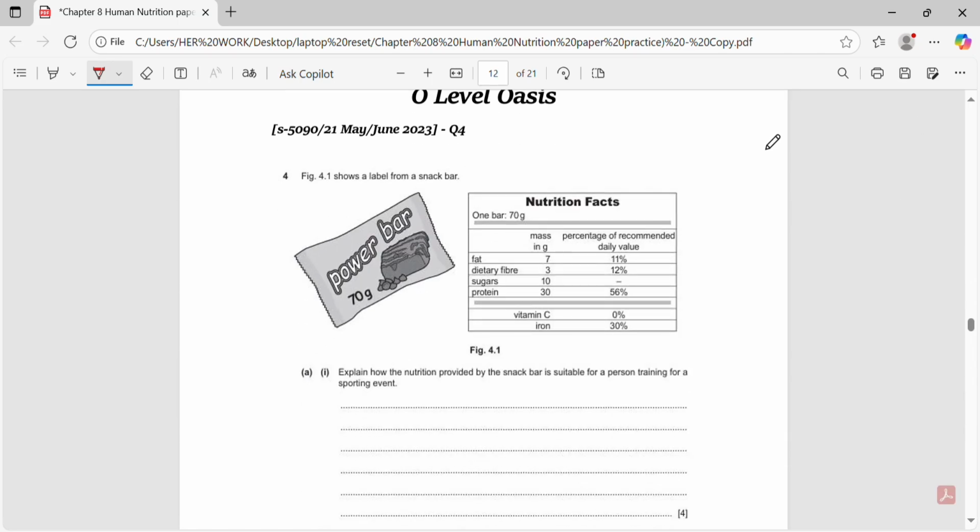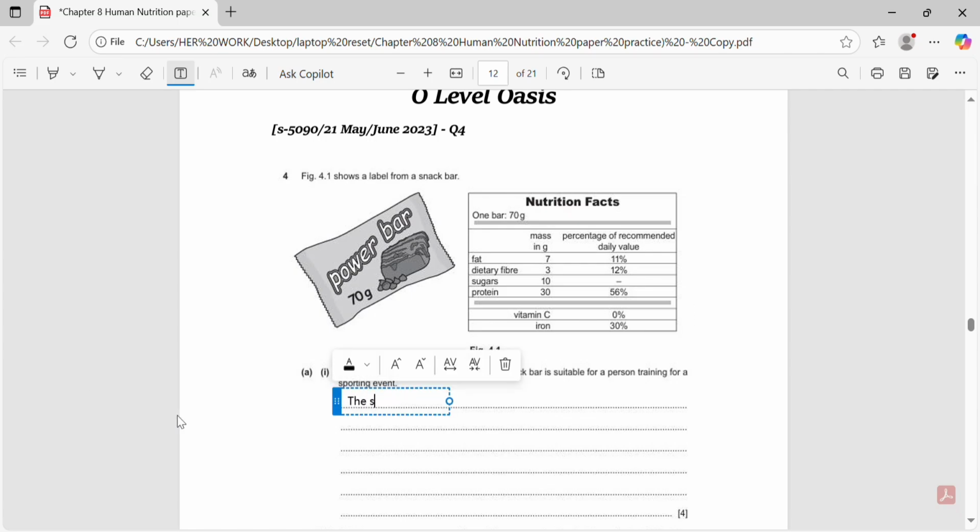The question asks us to explain how the nutrition provided by the snack bar is suitable for a person training for a sporting event. Now, this question is about the nutritional value of a snack bar. To answer this, we look at the nutrients listed on its label and explain how each one supports athletic training. The bar provides 30 grams of sugars, which supply quick energy, 10 grams of protein, which supports muscle growth and repair, and iron, which is essential for hemoglobin and oxygen transport. Each of these nutrients helps during physical activity by giving energy and aiding recovery.